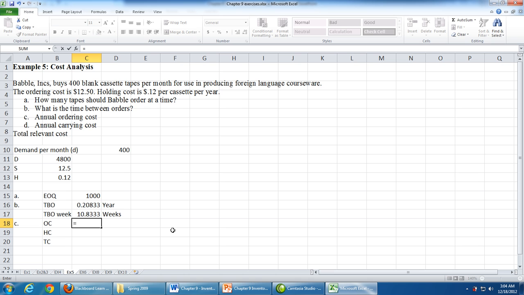I'm going to take D divided by Q times S, and also Q divided by 2 times H. Okay, if the two amounts are the same, you did it right. Okay, that's a good example.